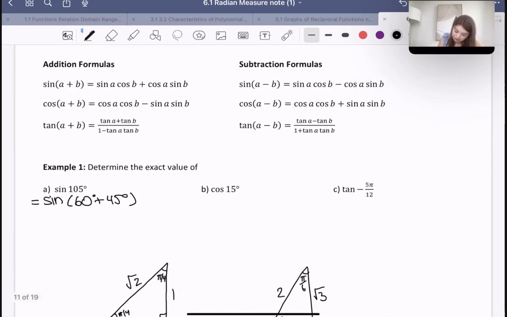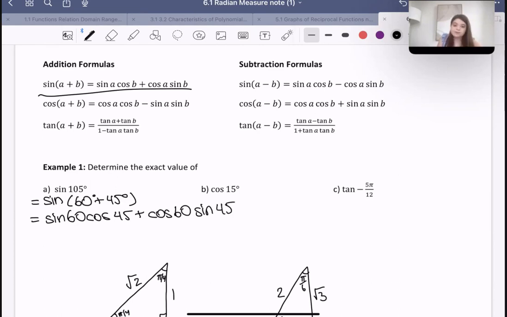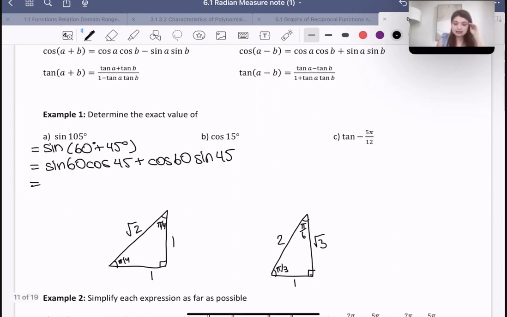And then based on this addition formula here, sine of a plus b is equal to sine a cos b plus cos a sine b. So therefore, this is equal to sine 60 cos 45 plus cos 60 sine 45, right? And that's equal to, well, let's see, what's sine 60? Well, 60, let's remind ourselves that 60 is the same thing as pi over 3, right? So what is sine of pi over 3? Pi over 3 would be opposite over hypotenuse, which is root 3 over 2.